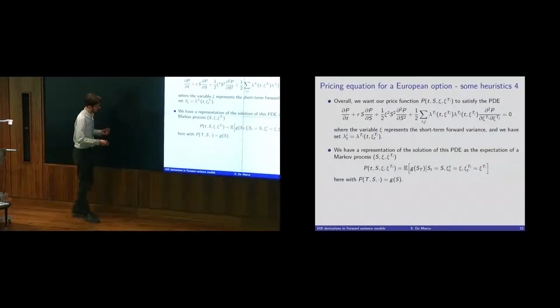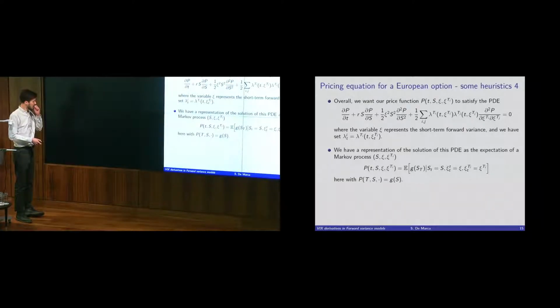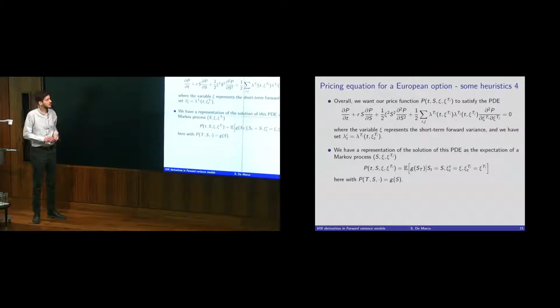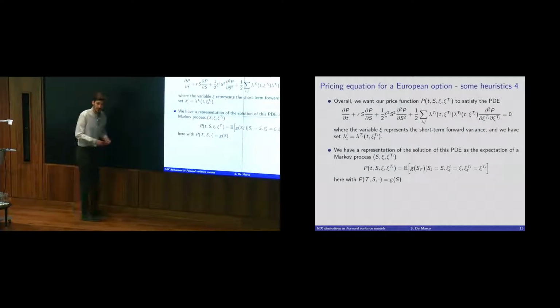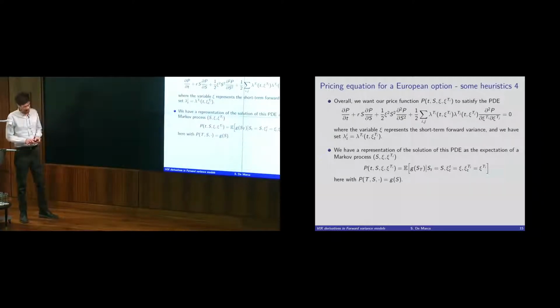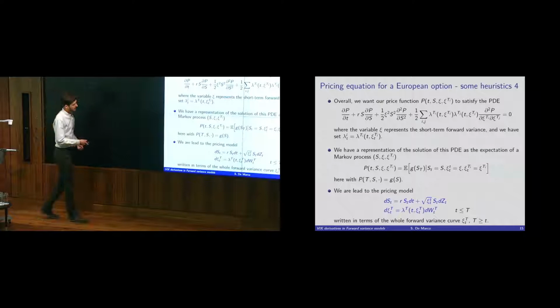But so, in the end, we are finally arriving at our model, where if we want our price function to satisfy this PDE, then the solution of this PDE has a representation in terms of expectations of a Markov process, by Feynman-Kac. So we land on a situation where we want our price function to be given by this expectation where the couple S and psi, an asset and its instantaneous forward variance, satisfy a certain SDE that is the standard SDE for a stochastic volatility model, with pricing drift rS.